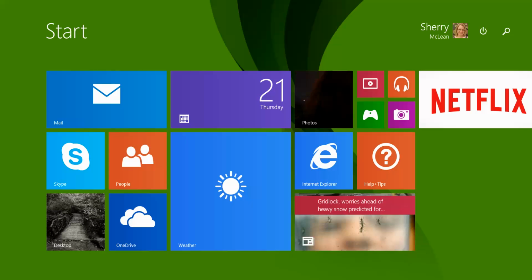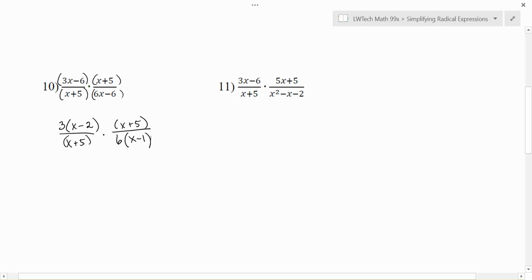Here, the x plus 5s are going to cancel, so we have one on the top and one on the bottom. Those can go. In terms of this, I have an x minus 2 and an x minus 1, completely different expressions, can't do anything with that. But on the outside, I had a 3 and a 6, and I can reduce those. 3 goes into the top once, 3 goes into the bottom twice, and now I can multiply what's left on the top and the bottom. On the top, I had just an x minus 2. On the bottom, I had 2 times x minus 1.